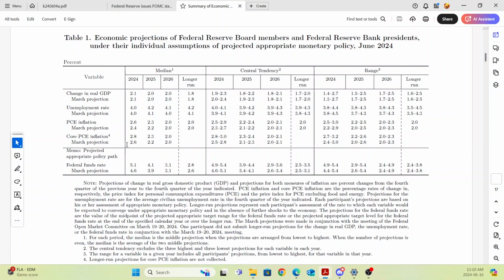They also increased their projections for core PCE from 2.6% in March, now sitting at 2.8% for 2025. They also increased their projection from 2.2 to 2.3 for PCE inflation. They increased from 2.4 to 2.6 from March, from 2.2 to 2.3, and for the longer run, they kept their PCE inflation projections at 2.2%.